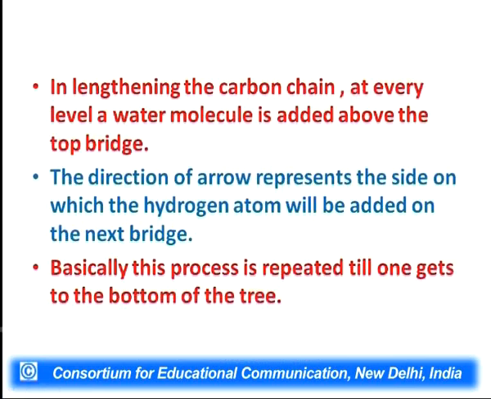This is also how you can make the structures of aldoses. We have to lengthen the carbon chain, starting with D-glyceraldehyde, and at every level a carbon is added above the top bridge, that is between CHOH and CHO, and then the direction of the arrow will represent the side on which the hydrogen atom will be added on the next bridge. We keep repeating this process till we get to the bottom of the pyramid. What you have to remember is the top, that is trioses, tetroses and pentoses, by the mnemonic, and the hexoses we remember by the sentence, all altruists gladly make gum in gallon tanks.